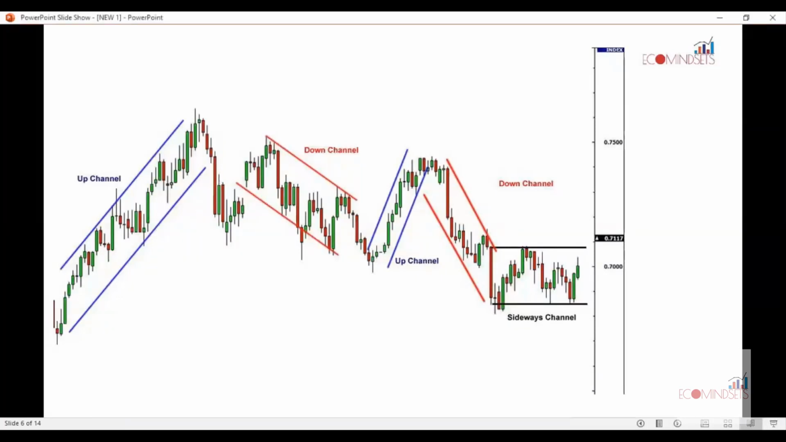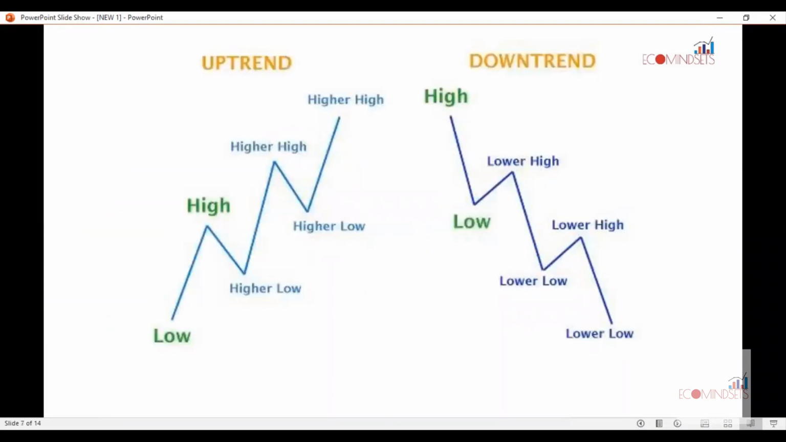So let's look at this. As I was saying, an uptrend forms what? Higher lows and higher highs. So in an uptrend, we are looking for higher lows and higher highs. It's like peaks and troughs, peaks and troughs, peaks and troughs. So that is what is being formed in an uptrend.